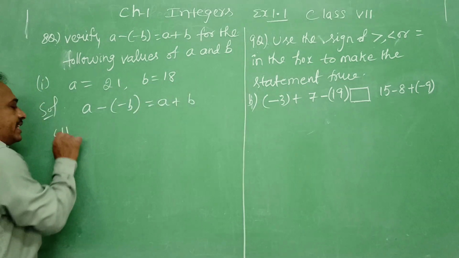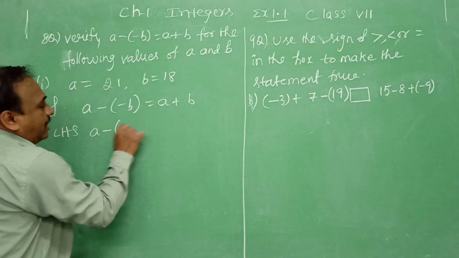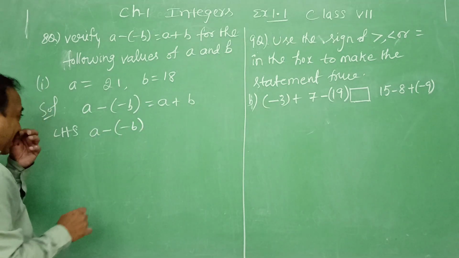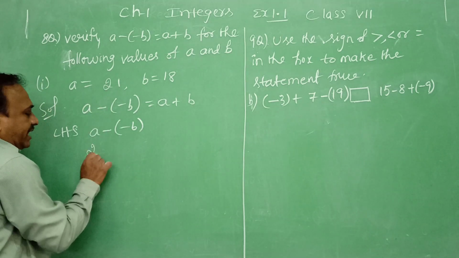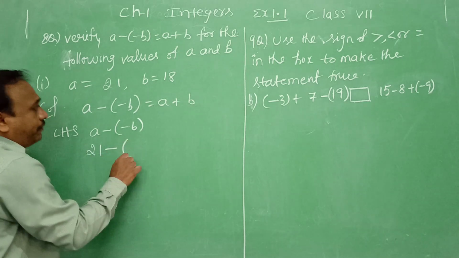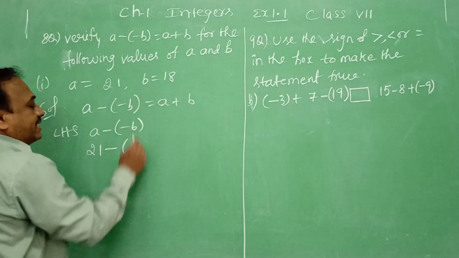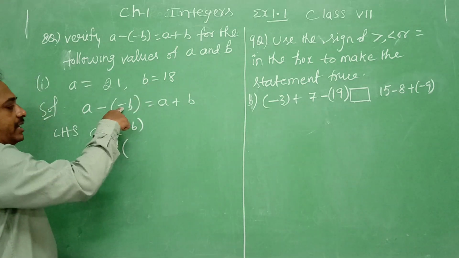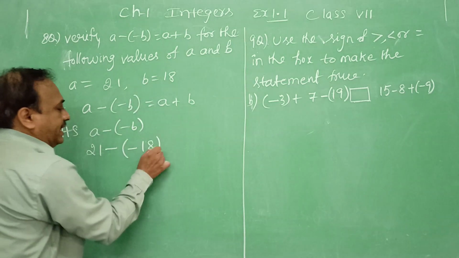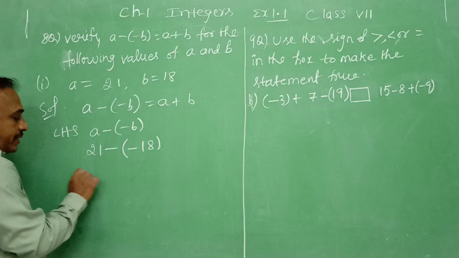So LHS we will take first: a minus of minus b. What is the value of a? It is 21. Minus of the value of b, what is the value of b? That is 18. But what sign do you have here? Minus. So minus 18.